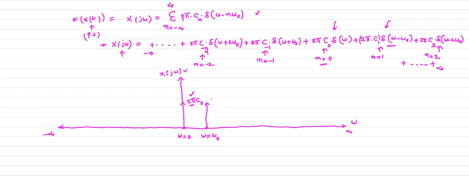So this is 2 pi times c1. Next, at omega equal to 2 omega naught, this is the value we'll get at this place. So what is the weight associated with the impulse at omega equal to 2 omega naught? This is 2 pi times c2.